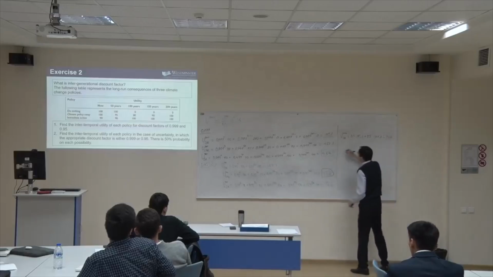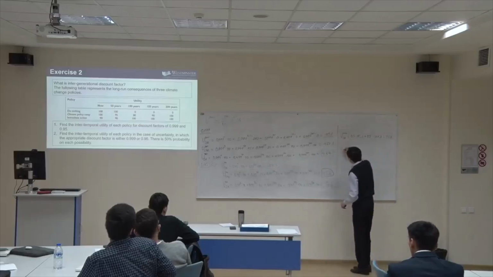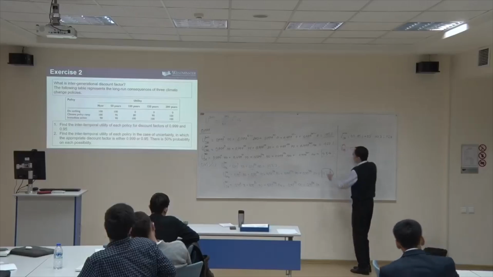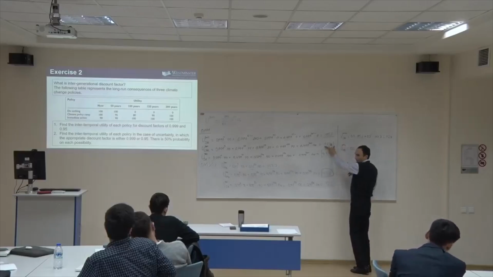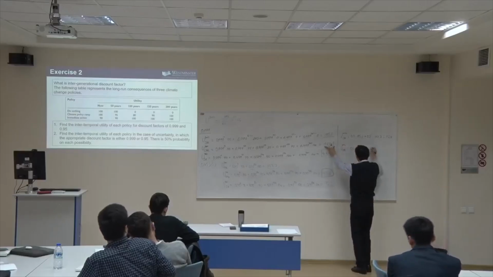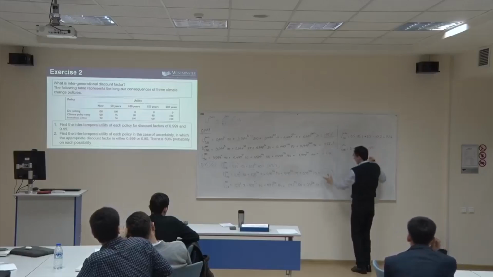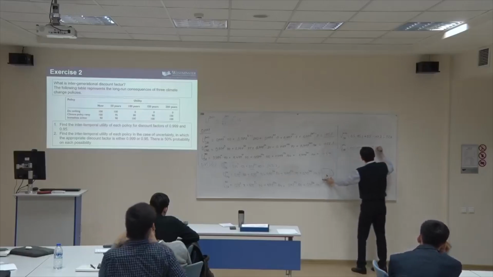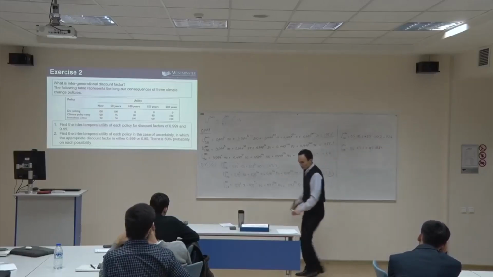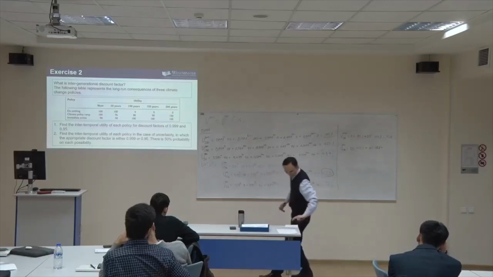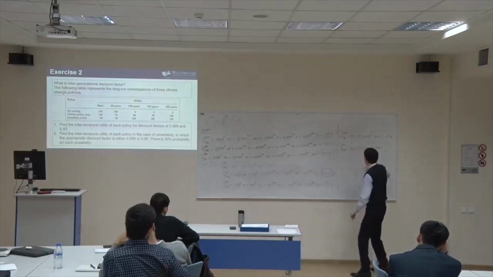151.4. Next one. Utility of climate policy ramp for 200 years in the case of uncertainty. So now we are saying there is a 50% probability of this one, 422.1, plus another 50% probability of this, 107.8. If you calculate this, it will give you a number equal to 264.9.